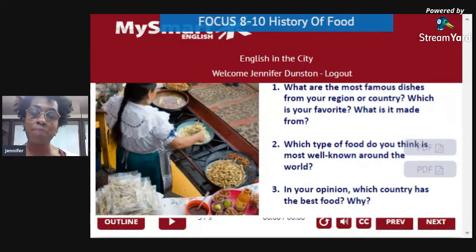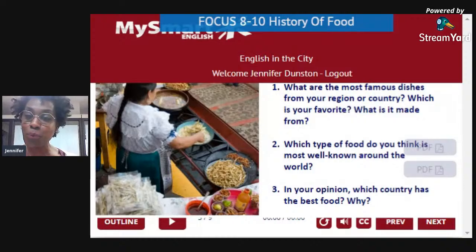What is that made from? What are the ingredients that go into your favorite dish? One of my favorite dishes is actually a poor man's dish, which means that the people who didn't have as much money used to make it more often.